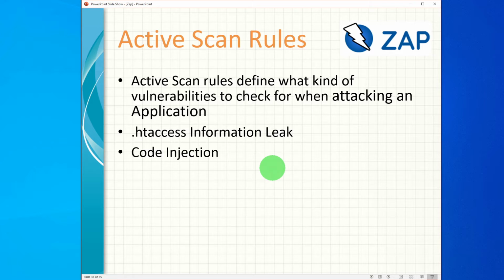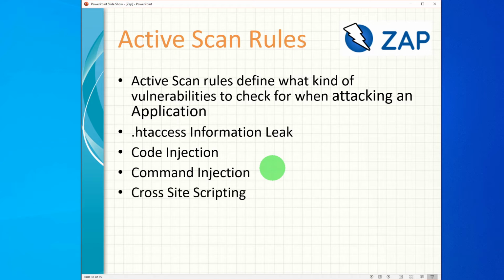Code injection. This rule submits attack strings as values for URL parameters in a request and examines the responses to see if those values have been evaluated by the server. Command injection. This rule submits OS commands as URL parameters to determine whether or not the web application is passing unchecked user input directly to the underlying operating system. And then we have cross-site scripting, in which scripts are injected into the website and then checked for vulnerabilities.